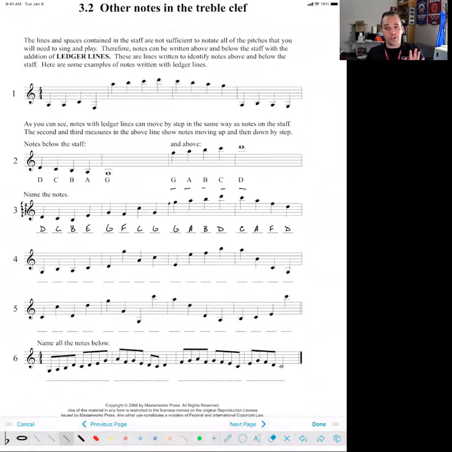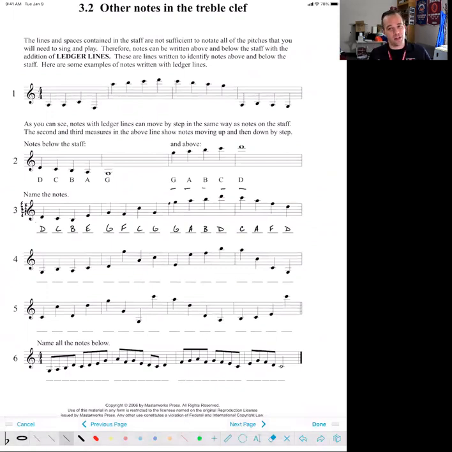So if you skipped the first page, I would encourage you to try 4 and 5. They would be a really helpful review for you to do your notes both on the staff and off the staff with your ledger lines, right? And you can do as much of this as you want on 4, 5, and 6. It's just review on knowing those note names.